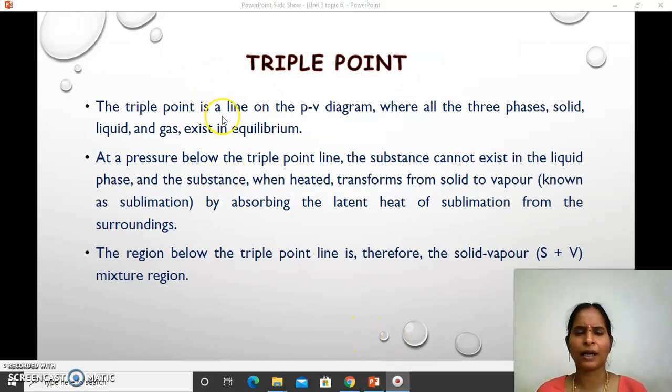Now I have given the definition: the triple point is a line on the PV diagram where all three phases, solid, liquid and gas, exist in equilibrium condition. At pressure below the triple point, the substance cannot exist in the liquid phase. The substance, when heated, transforms from solid to vapor, known as sublimation, by absorbing the latent heat of sublimation from the surroundings. Can you see?